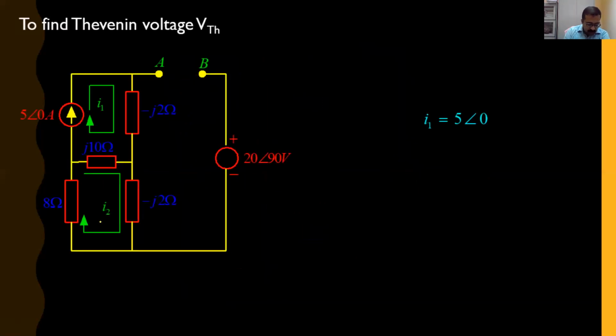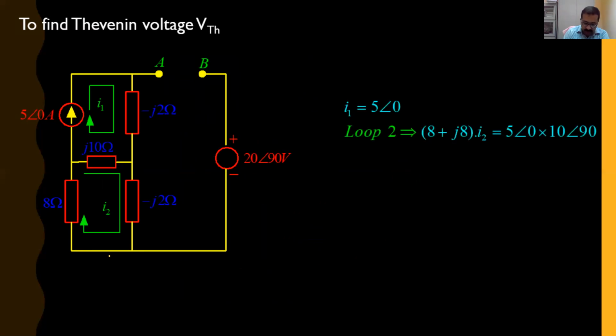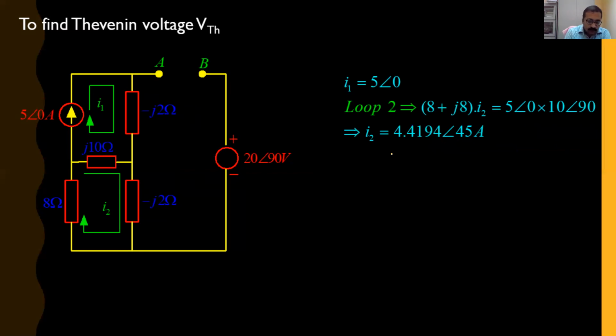For this loop current, if you write the KVL, you will get 8 minus J2 plus J10, so it will be (8 plus J8) into I2, which must be equal to J10 into 5 angle 0, that is I1. J10 means 10 angle 90. From here you can calculate your I2, so you can find the drop across minus J2 ohm: minus J2 into I2.